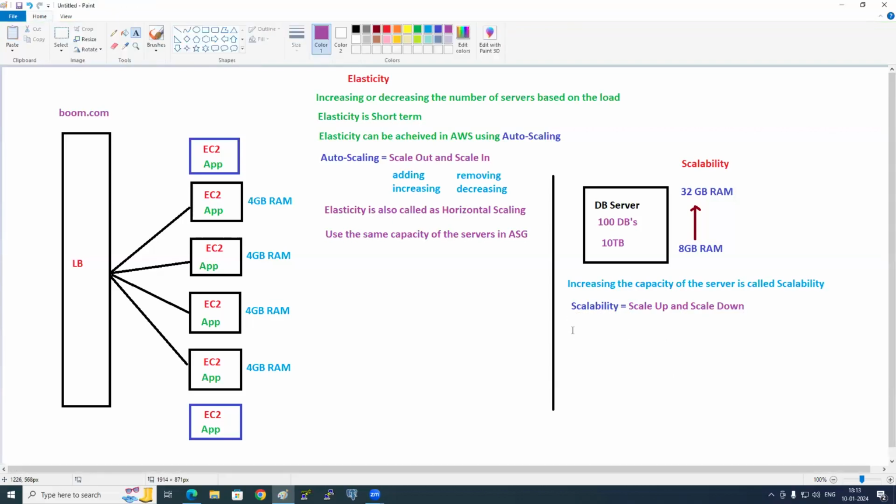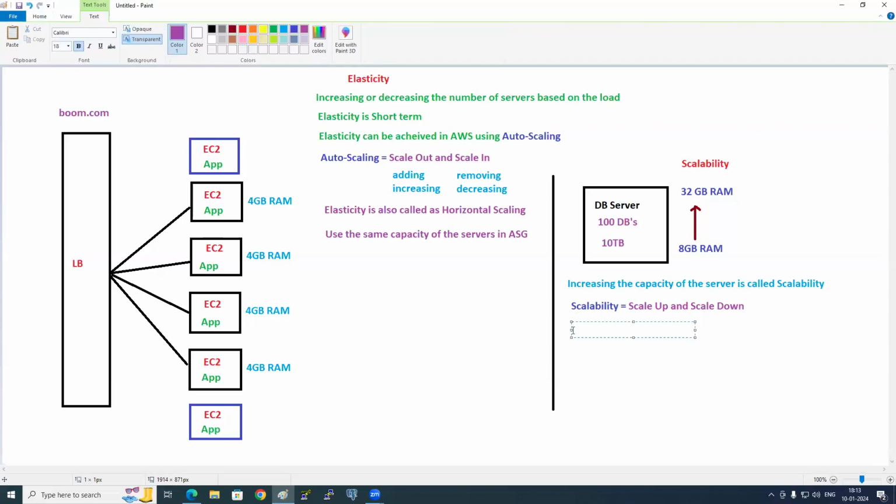So we understood what is elasticity. How do you achieve elasticity in AWS? Using auto scaling. Auto scaling is a feature, no? Now you will ask the question, sir, how do we achieve scalability in AWS? That is the next question. We don't go deeper, but I'm just using the word, and we'll talk about it later. So how do you achieve scalability in AWS?